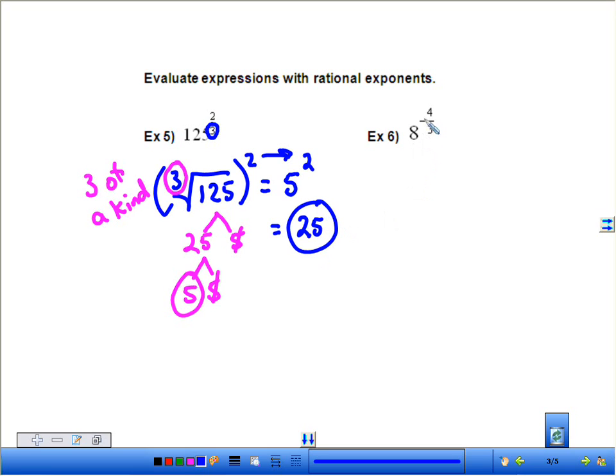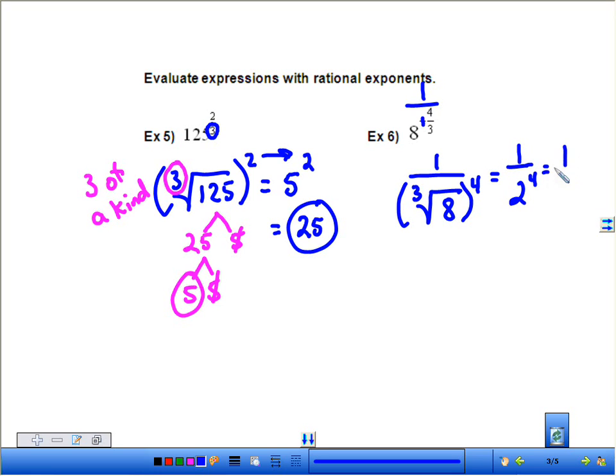Let's do this one. Remember that we don't want to leave a negative, so the first thing we're going to do is get rid of that negative exponent. So let's see what that leaves us with now. The 3 is the root, so we have the cube root of 8 to the power of 4. You might remember that the cube root of 8 is 2. That gives us 2 to the power of 4, which gives us 1 over 16.